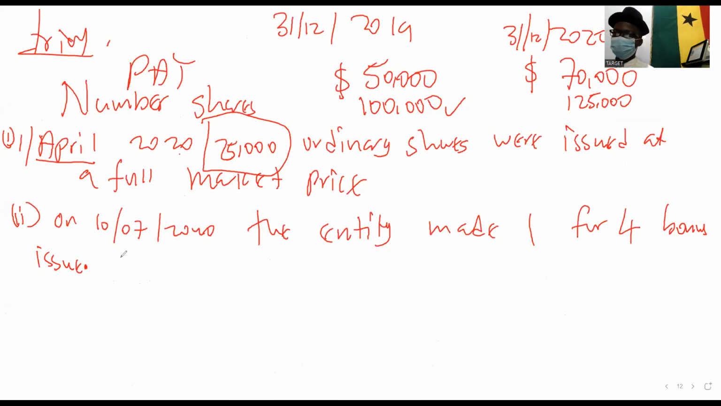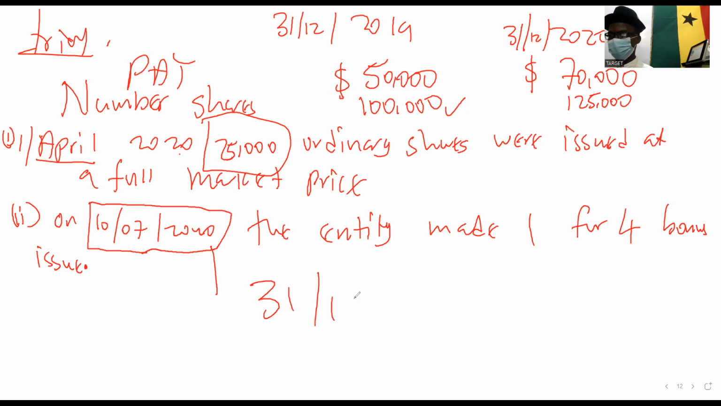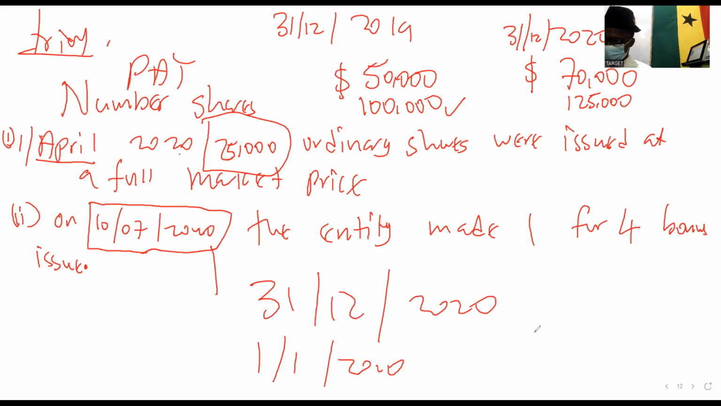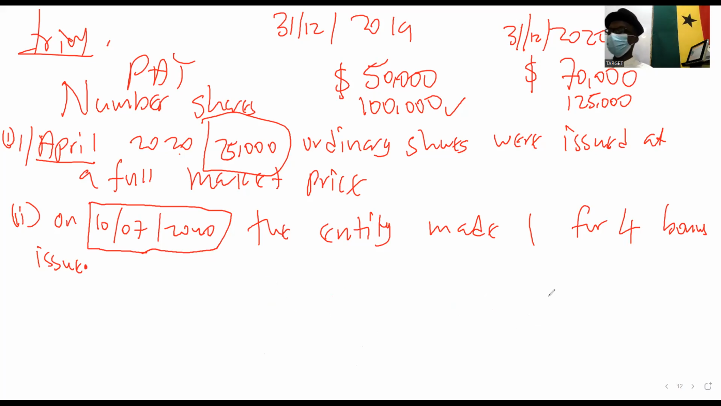Now let's go to the bonus. Check the date carefully. On 10th of July, for the bonus, if they issued the bonus on 31st of December 2020, it doesn't matter. If they issued it on 1st of January 2020, it doesn't matter. Wherever they issue the bonus, we don't care, because we don't weight it. We assume that the bonus was there at the start of the year. So just forget about the bonus date.